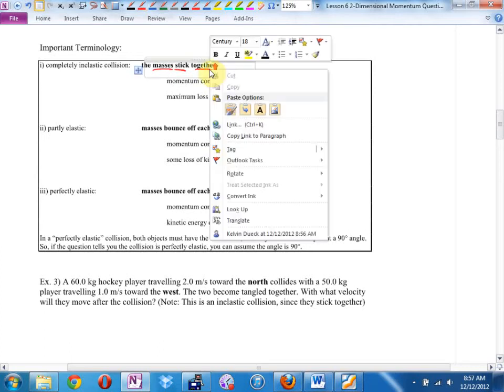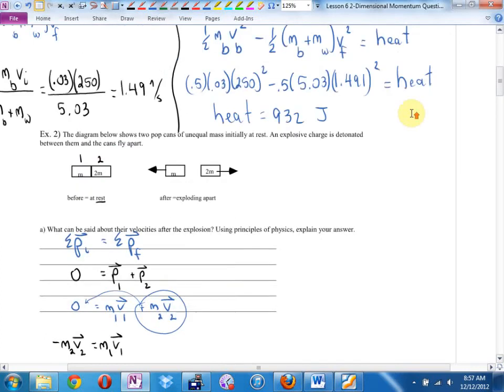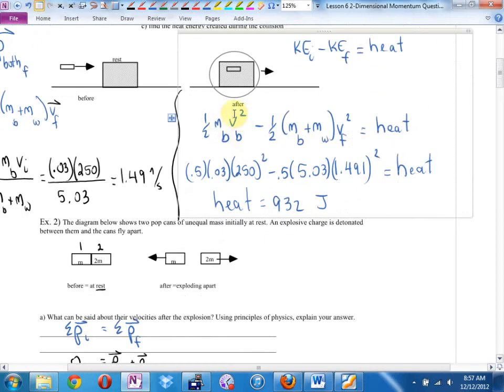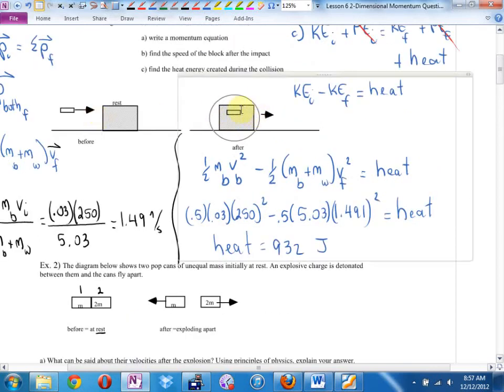If you do like we did back here, if you find all of the kinetic energy before the collision and all of the kinetic energy after the collision, you'll find you've lost some. Lots of it has gone into heat. By the way, why is this an inelastic collision? Because the masses stuck together. So a bullet hitting somebody and sticking into the target would be a good example of an inelastic collision.